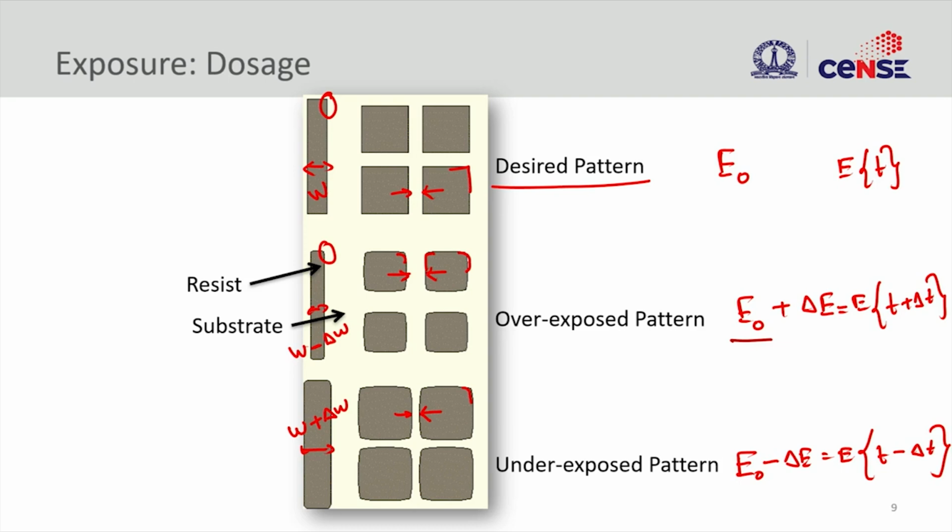Okay, so one should be aware of the CD loss or CD gain. What is CD? CD is nothing but critical dimension. Okay. So, what is the width? So, in this case W is the critical dimension.